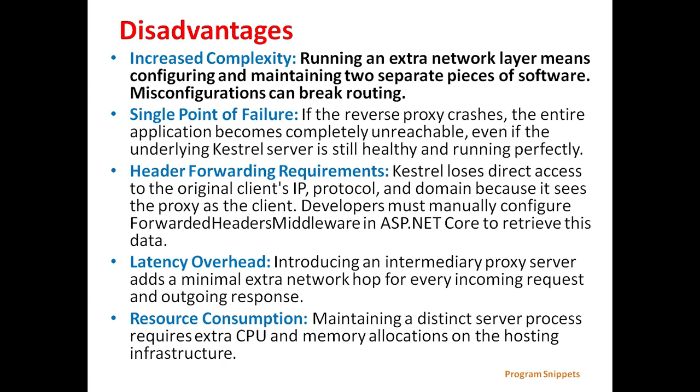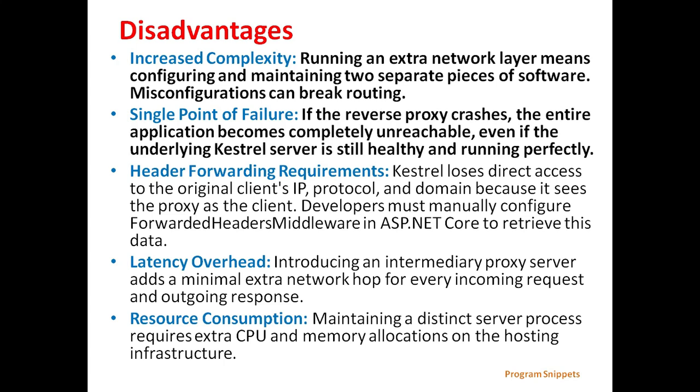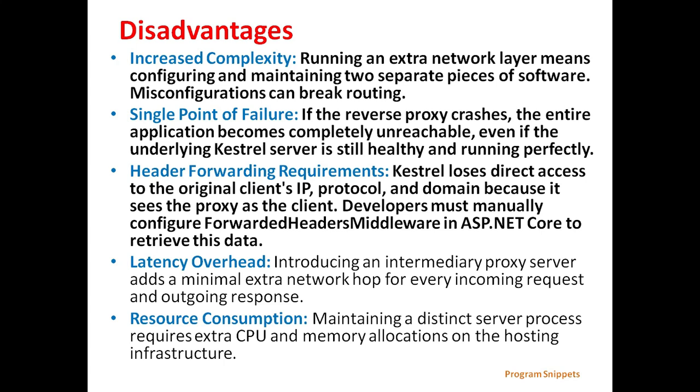A misconfiguration between these can break the routing. Then single point of failure. If the reverse proxy crashes, the entire application becomes completely unreachable even if the underlying Kestrel server is still healthy and running perfectly. Header forwarding requirements. Kestrel loses direct access to the original client's IP address, protocol and domain because it sees the proxy as a client. Developers must manually configure the forwarded headers middleware in ASP.NET Core to retrieve this data.